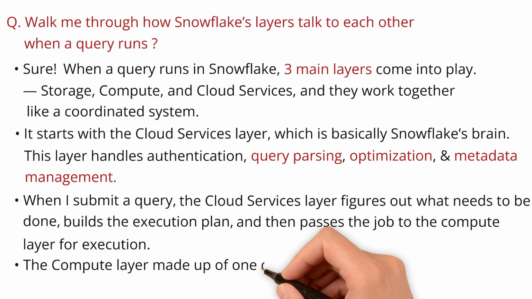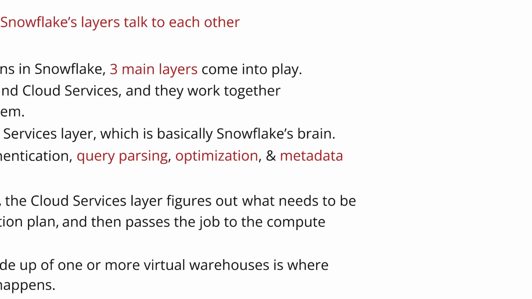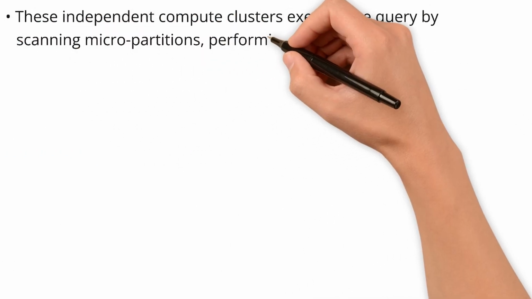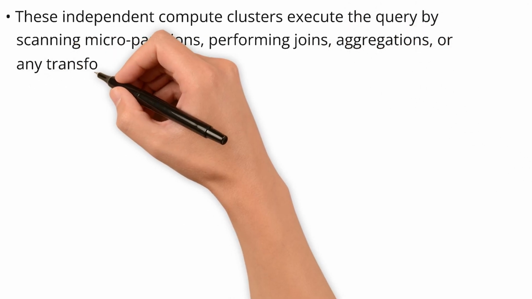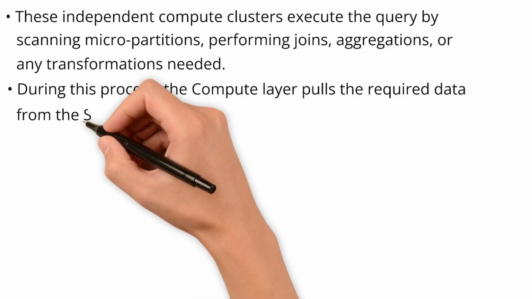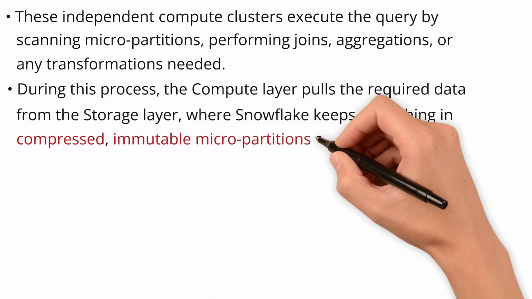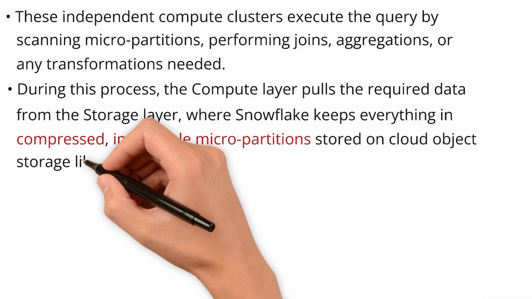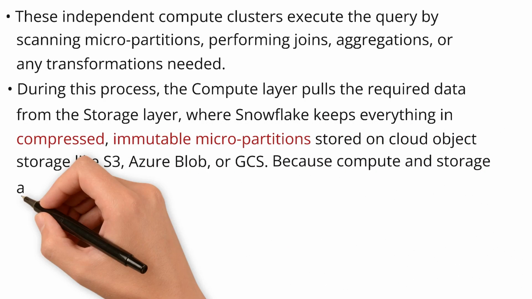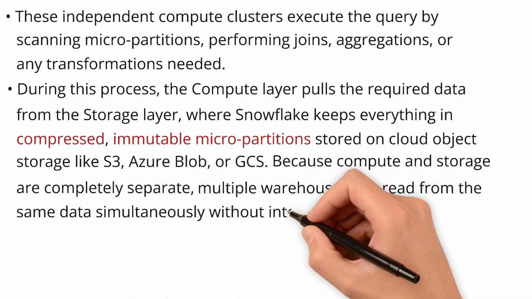The compute layer, made up of one or more virtual warehouses, is where the actual processing happens. These independent compute clusters execute the query by scanning micropartitions, performing joins, aggregations, or any transformations needed. During this process, the compute layer pulls the required data from the storage layer, where Snowflake keeps everything in compressed, immutable micropartitions stored on cloud object storage like S3, Azure Blob, or GCS.